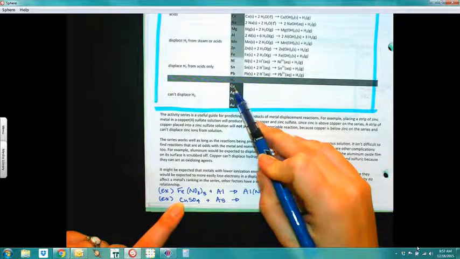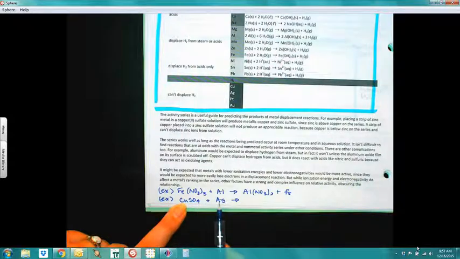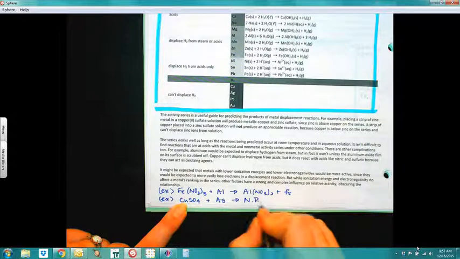So if we look at our chart here, copper is more reactive than silver. So copper wants to keep its date more than silver can steal its date. So no, nothing will happen. You would simply just write no reaction.